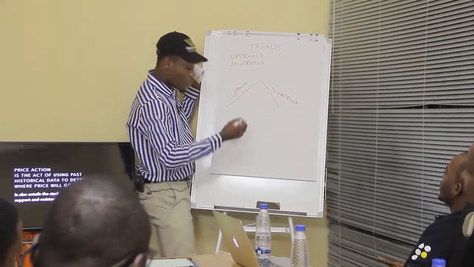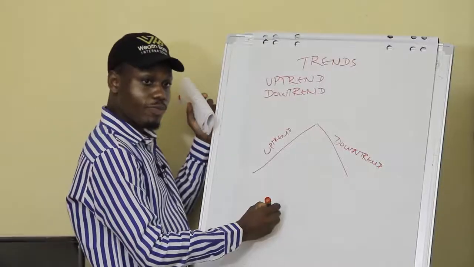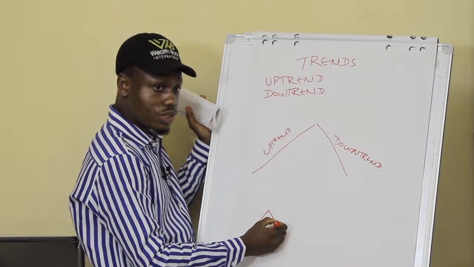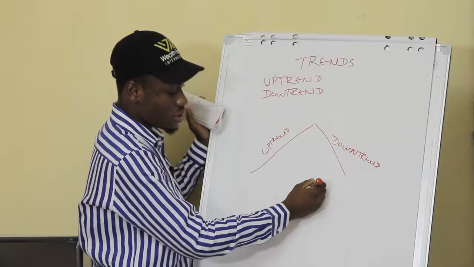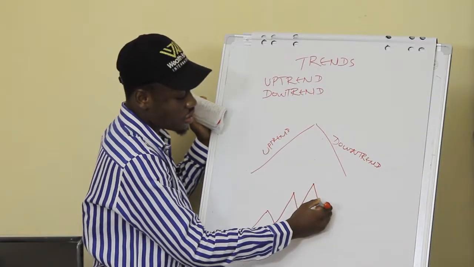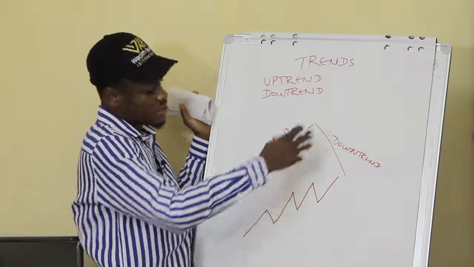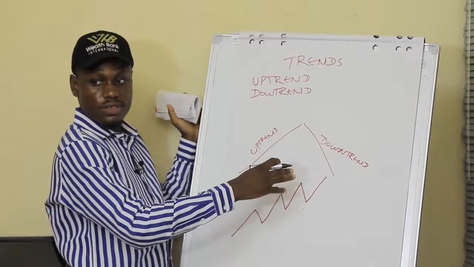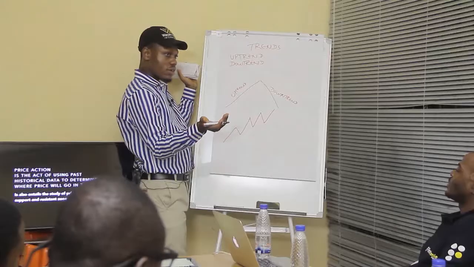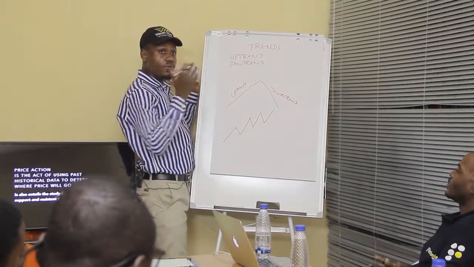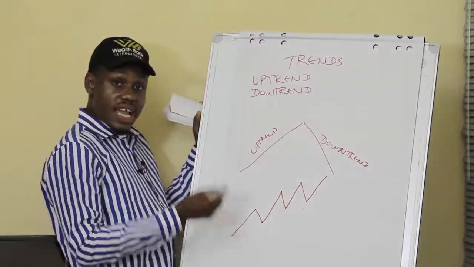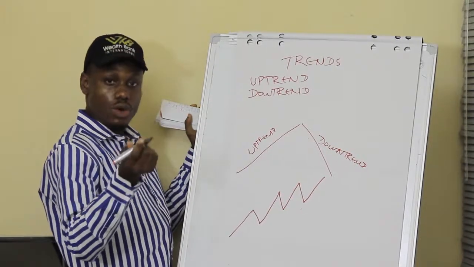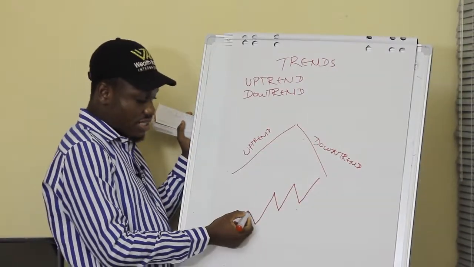If the market wants to move up, it does this. Impulsive move, consolidation, impulsive move, consolidation, impulsive move. But isn't this market moving upward? It is. So what kills most forex traders is that they say the market is moving upward, and this is where they will enter.